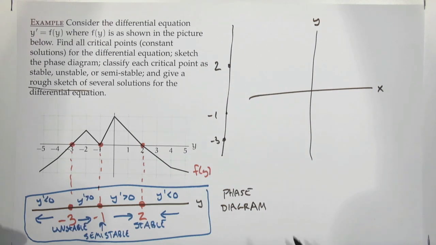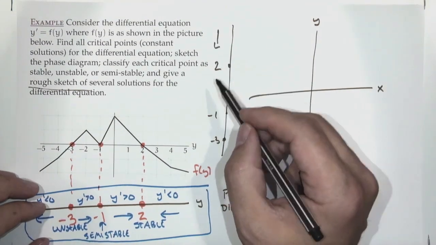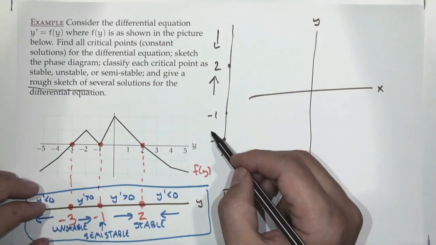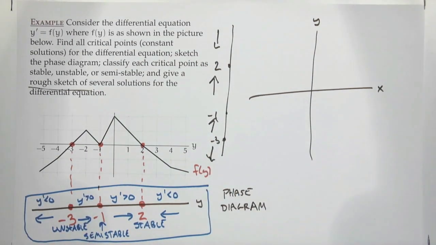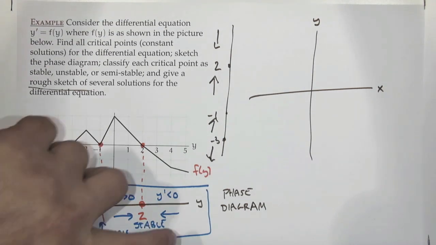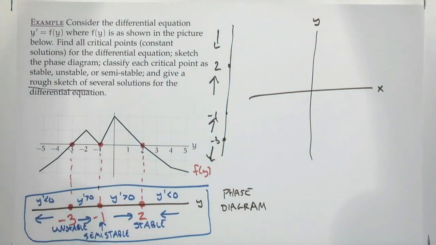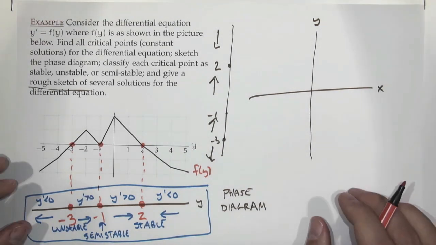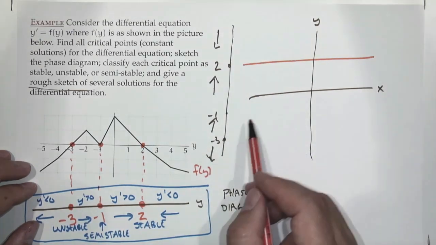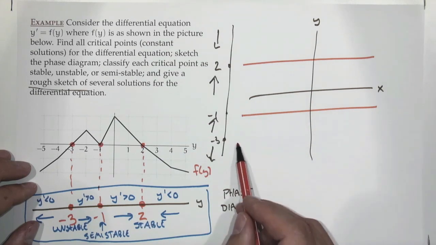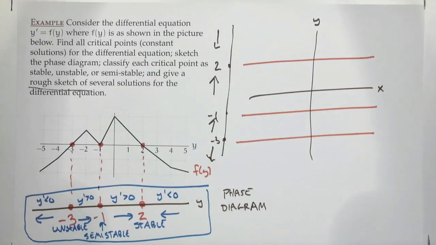And let's see, what do we have? Okay, so I've just copied the phase diagram onto the side. So it's just pick up, put down. All right, what are the easy curves to draw? The constant solutions. Your critical points are easy to sketch in. They just become horizontal lines.